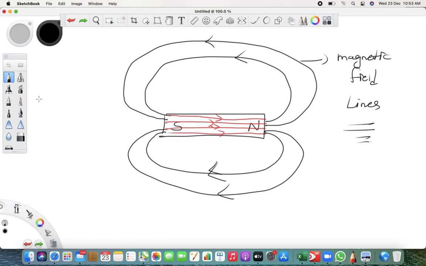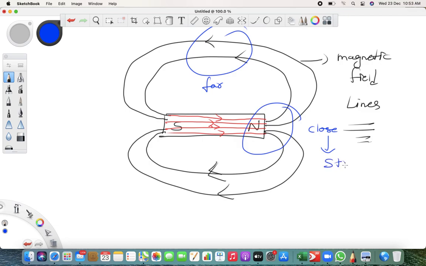Fourth and the last one, if you see properly, here at the poles the magnetic field lines are close, and here the magnetic field lines are far. When the lines are close to each other, they have a strong magnetic field. So, where is the magnetic field strong in a magnet? At the poles. That is the reason most things get attached to the poles.